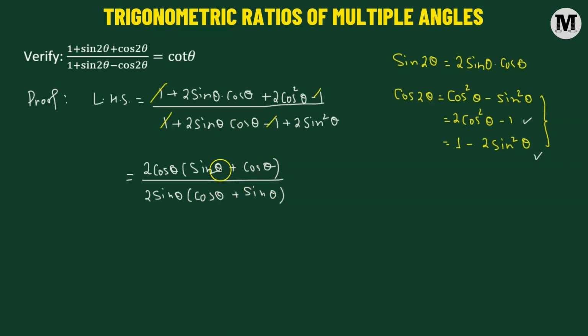Now, sin θ plus cos θ is a common factor in the numerator and the denominator. We can factor it out. We can also factor out the 2. So we are left with the cosine function over the sine function, and this ratio is the cotangent function, which is the expression on the right hand side. Hence, proved.